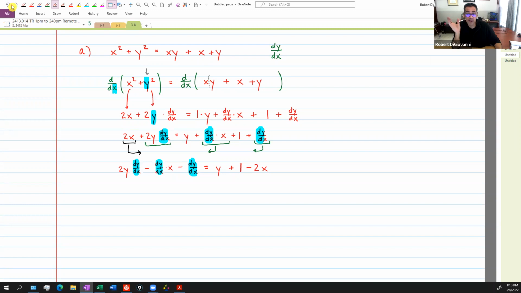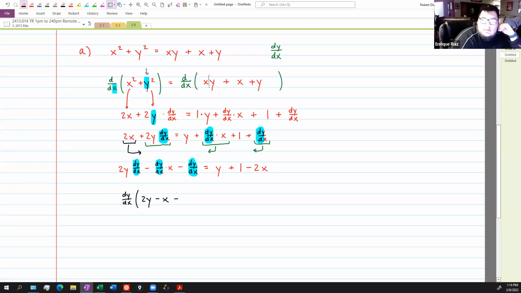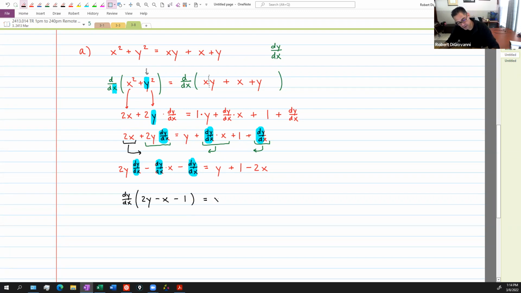So now that I have all my dy dx's on one side and everything that doesn't have dy dx on the other side, I'm going to factor, right? That was the whole point of this, to factor out a dy dx from all of the terms on the left. So I pull this dy dx out, I'm left with 2y. I pull the dy dx out of here, I have minus x. I pull the dy dx out of here, and what do I have? Minus what? Minus 1. Don't forget the 1, right? There is a 1 because you pulled that out. Then equals the other side.